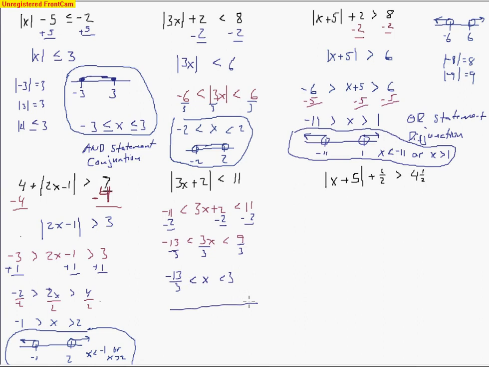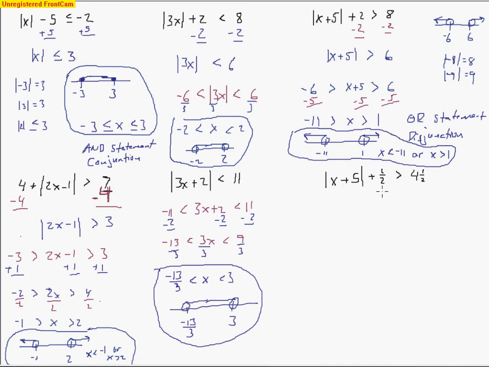So this is an and statement. We'll put the negative 13 thirds over here. And from this point, I'll put the 3 over here. All the values of x are greater than that negative number, but less than the positive one. So they're in between. Another less than or greater than symbol this time, so that means it's an or statement.